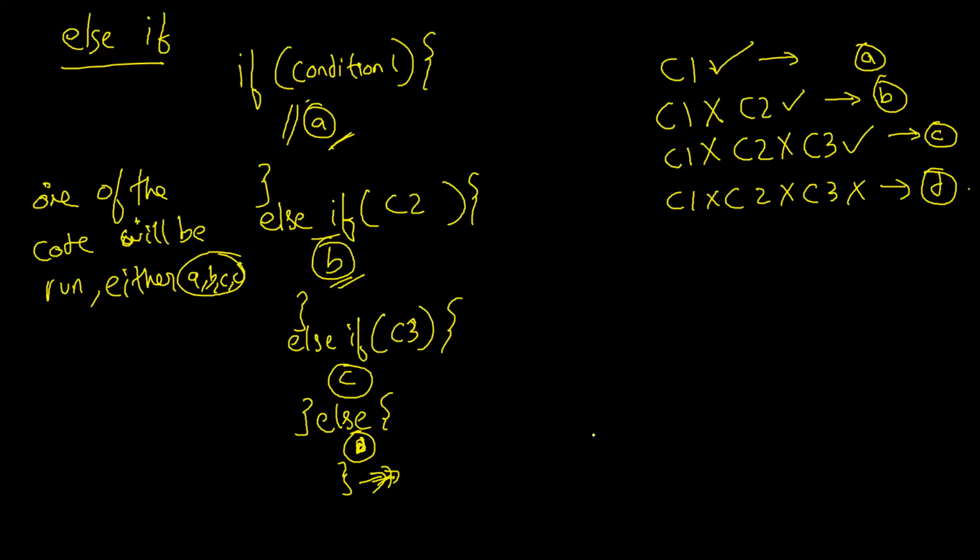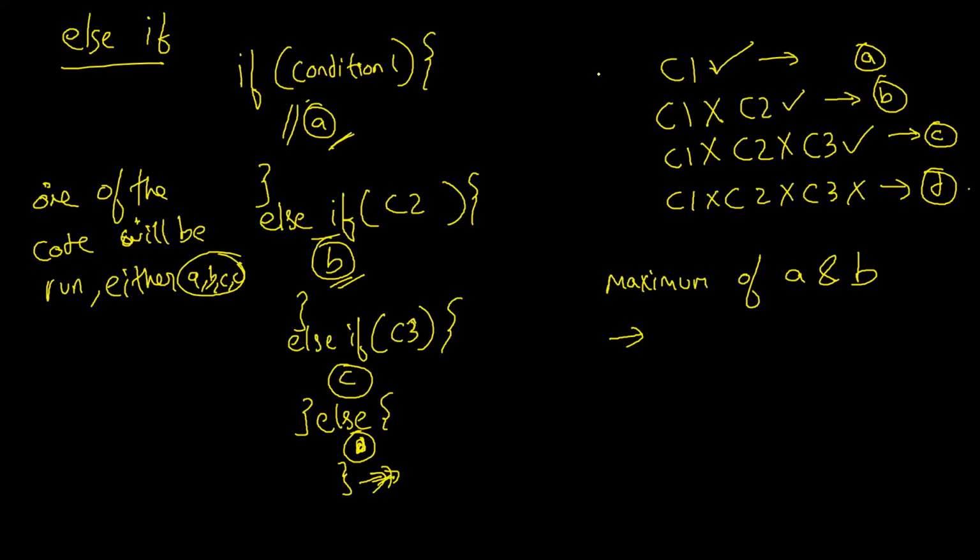Okay, so let me write a program for you to understand this better. Maximum of 2 numbers. I'll give you 2 numbers, A and B. Maximum of A and B. You need to write that, so let me do that. If one condition is true, then nothing else will be checked. It will just come out.